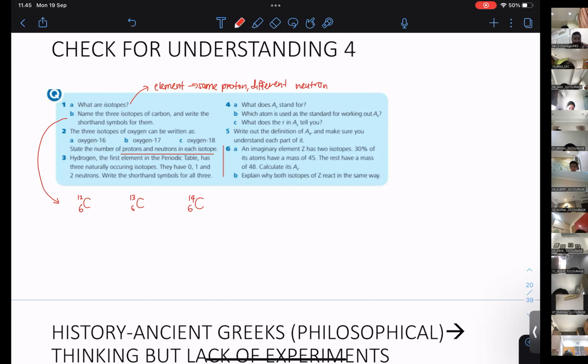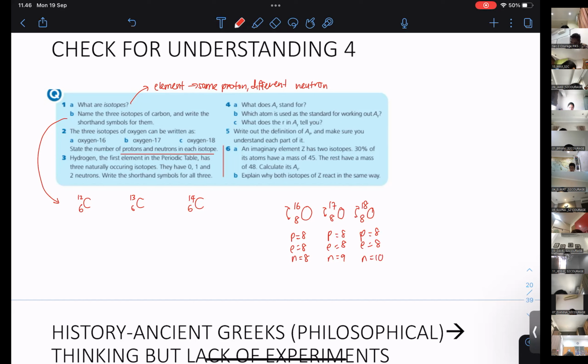So oxygen 16. If it is oxygen 16, you just need to put 16 over there. Oxygen 17 and oxygen 18. For oxygen itself, you can look at the periodic table. The proton number is 8, and all of these are 8. Only the neutron will be different. The difference is going to be 8, here it is going to be 9, and here it is going to be 10. So you will write that down.